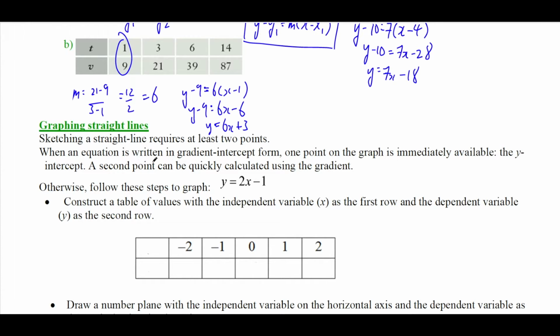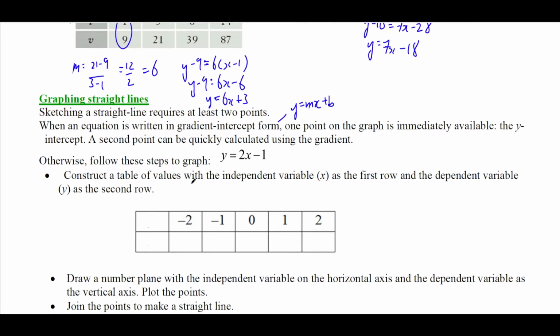When an equation is written in gradient intercept form, so gradient intercept form is basically y is equal to mx plus b, because m is the gradient and b is the intercept, right? One point on the graph is immediately available, the y-intercept, because we know that when you write the equation in this form, we already know what the y-intercept is. Now we have to find the second point. A second point can be quickly calculated using the gradient. Okay, or otherwise you can follow these steps to graph.